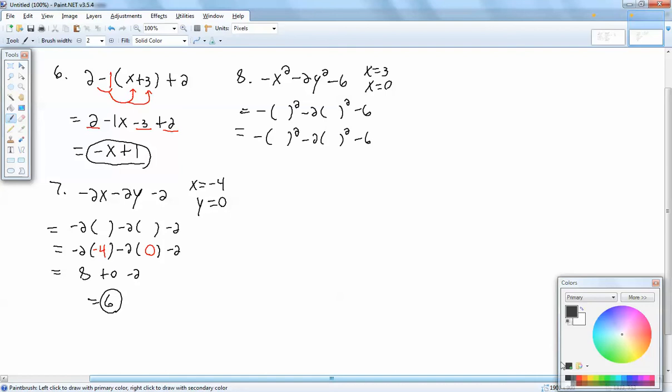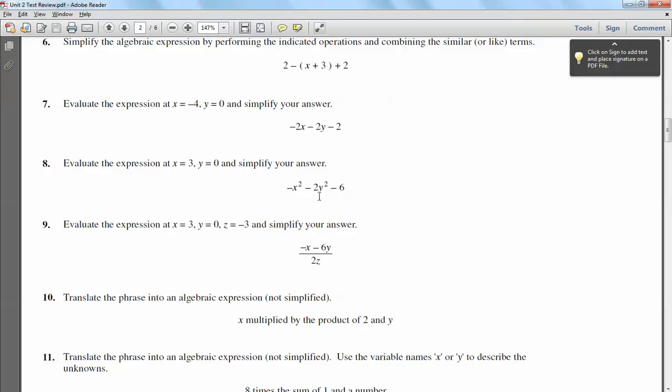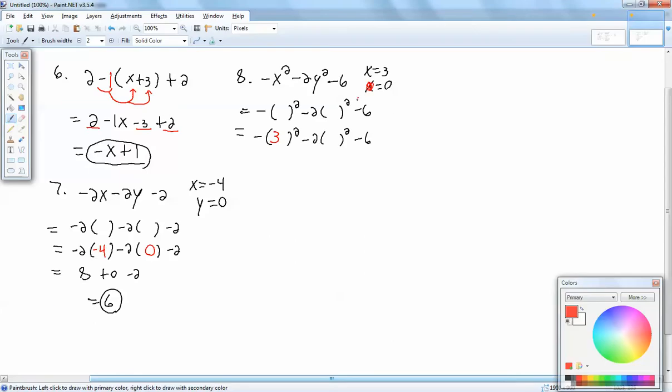Then our second step is to go through and plug in the numbers they give us. They told us x was 3, so where we had the x, we'll put in a 3. And they told us y is equal to 0. So put 0 in where the y was.